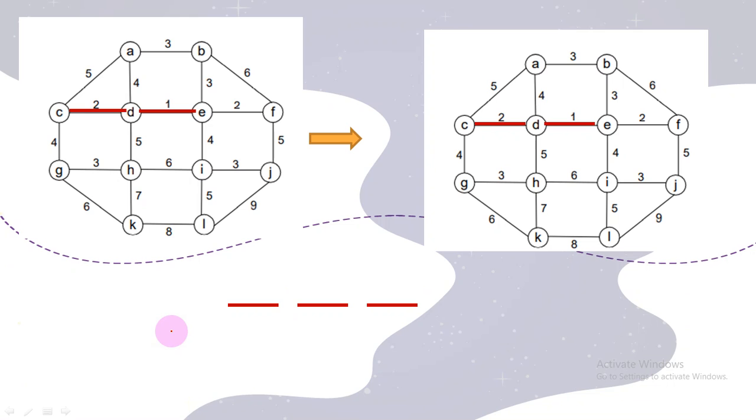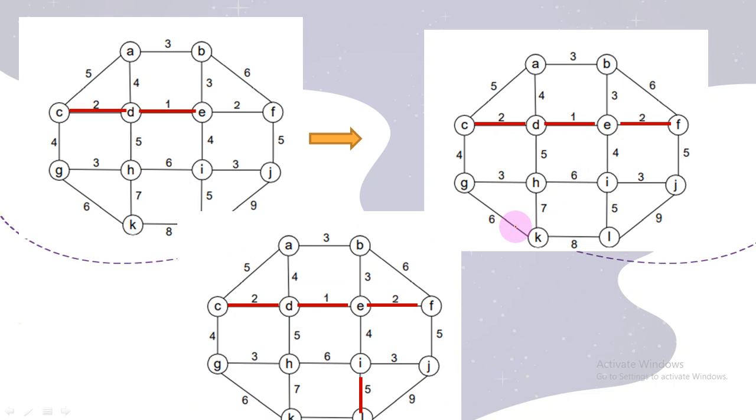Then these two edges are selected, CD as well as EF. Then CB is selected, that is 3, and BA is selected. The selection of these two edges will never incur the development of a loop, therefore they are selected. And GH and IJ are selected, so it's already 1, 2, 3, 4, 5, 6, 7. 7 edges are already there.